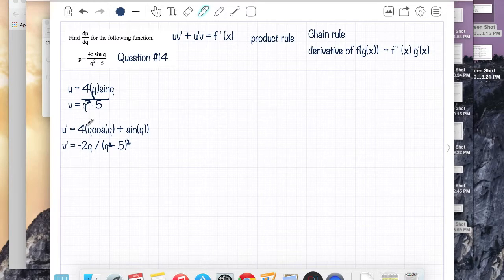Pretty much the same thing happened here. One important thing to note is that we can rewrite v as q squared minus 5 to the minus 1 power. So that's essentially what I did. So I used a chain rule in order to figure that out, where for f of g of x, the derivative of that is f prime of g of x times g prime of x.